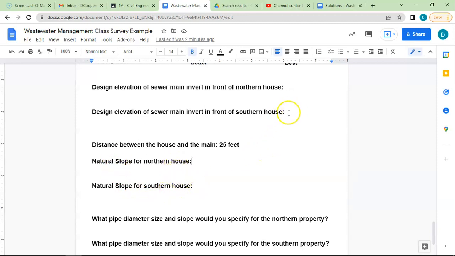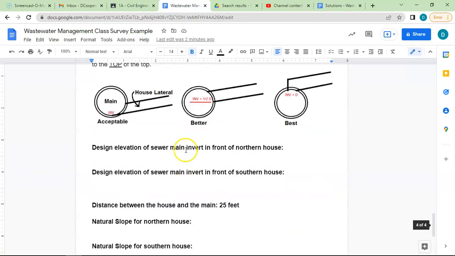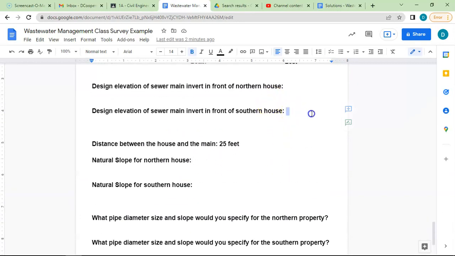And then the same thing for the southern one. You are starting at this elevation, which is 14. I think we calculated that. Oh, no. We started at 14. We're ending at wherever you have over here, and then you're dividing it by 25. So that's what you're going to be doing for those two.